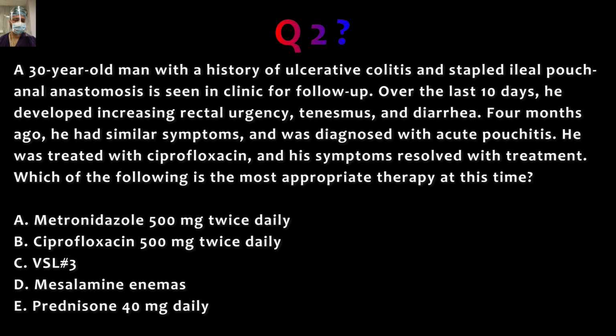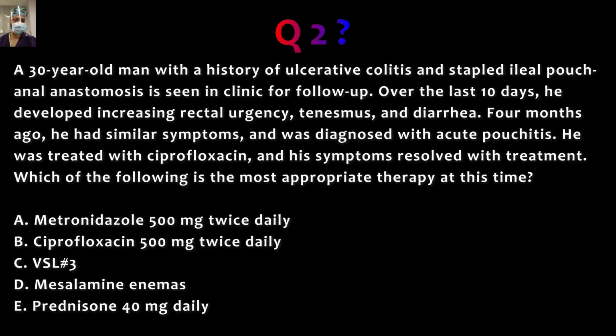This is another question for my viewers, the answer for which I will give in the second part of this video. So you have a 30-year-old man with a history of ulcerative colitis, and the patient had a stapled ileal pouch anal anastomosis, and is seen in clinic for follow-up. Over the last 10 days, he developed increasing rectal urgency, tenesmus, diarrhea. 4 months ago, he had similar symptoms and was diagnosed with acute pouchitis. He was treated with ciprofloxacin and his symptoms resolved with treatment.